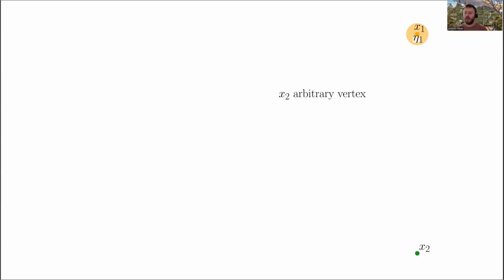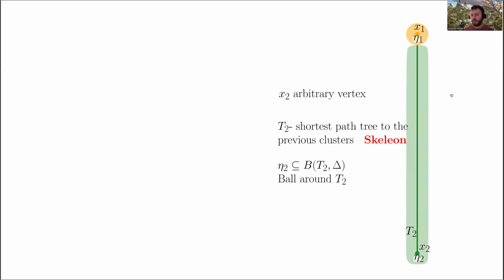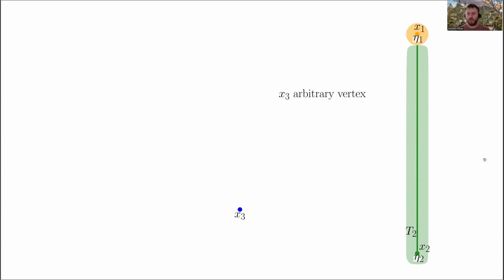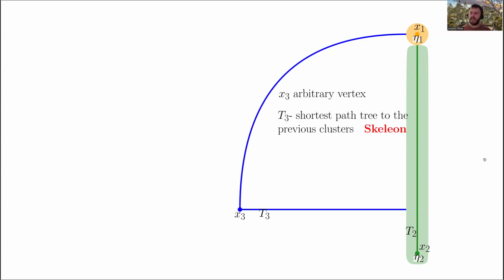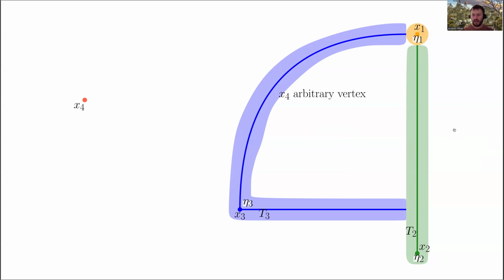Then the second cluster will have some second center, x2, and we take a shortest path to all the previous clusters that we can reach. This is called the skeleton. And we grow some cluster which is contained in the ball of radius delta around this skeleton. Now the third cluster has its center, and now we take the skeleton to be the shortest path tree, touching all the previous clusters, so it's 2 clusters now. And we create a ball or a cluster which is contained inside the ball around this skeleton, and so on.